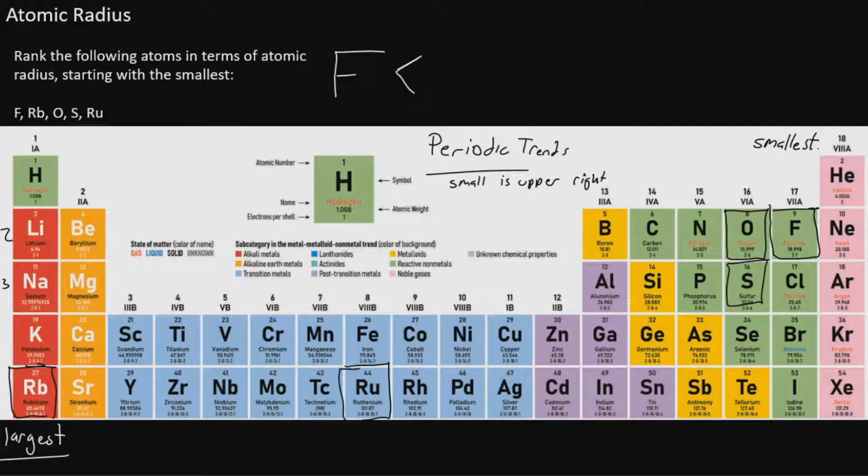Now to tell between them, to see which one's the smallest, we have to remember that having 2 levels is smaller than having 3 levels. That extra level will take up more room. Therefore, oxygen comes next, and sulfur comes after that. The 2 left are ruthenium and rubidium. Ruthenium is definitely further to the right than rubidium, so rubidium will be last in the list, and ruthenium will be in between.